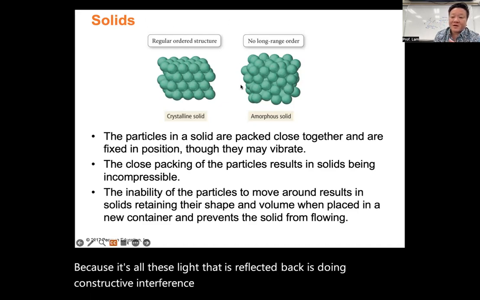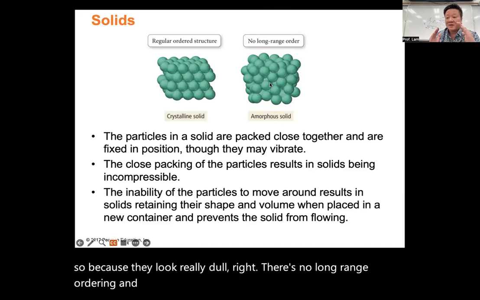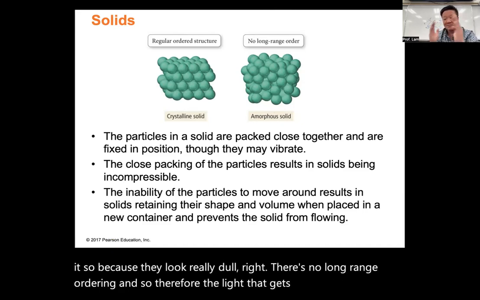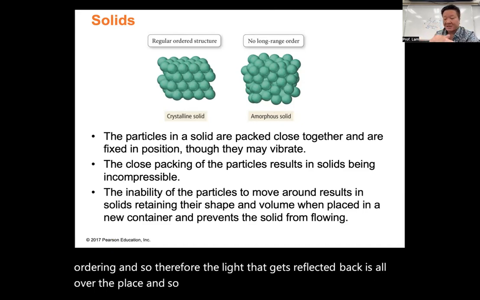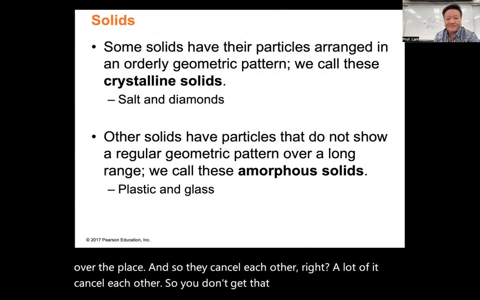Now, the amorphous solids, we call it so because they look really dull. There's no long range ordering, and so therefore the light that gets reflected back is all over the place, and so they cancel each other. A lot of it cancels each other, so you don't get that brilliance.